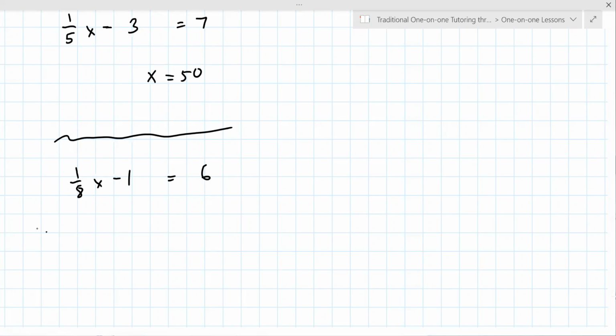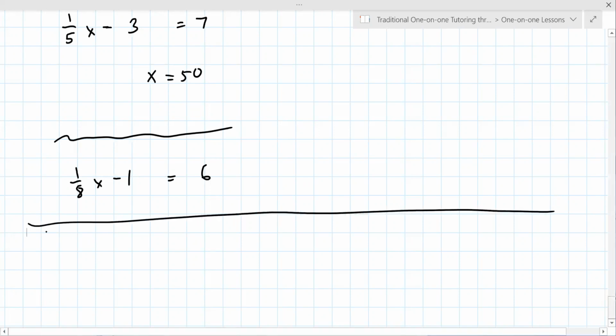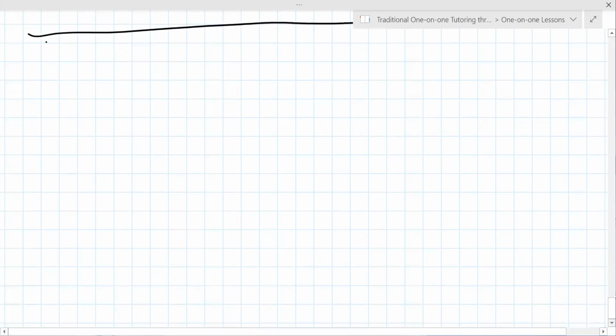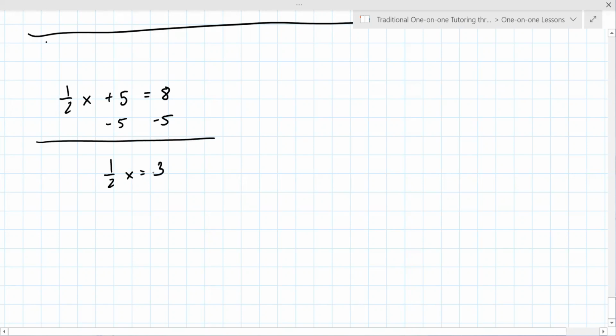Okay, so let's move to level 4. Level 4 is really similar, except instead of adding, you're going to subtract each time. So you got 1/2 x plus 5 equals 8. Because you're adding 5, what do you subtract by? You subtract 5 from both sides of the equation. So that's 1/2 x equals 3. And then you still multiply to clear the fraction. What do you multiply by? 2. So it's 6.